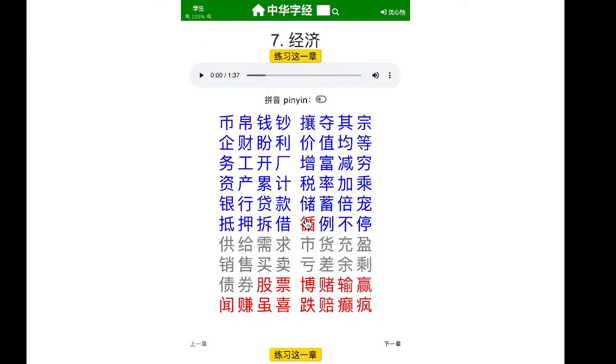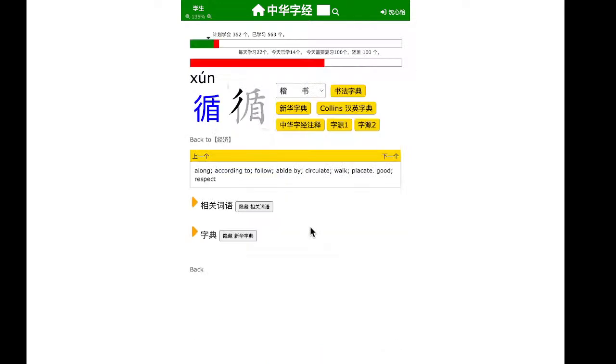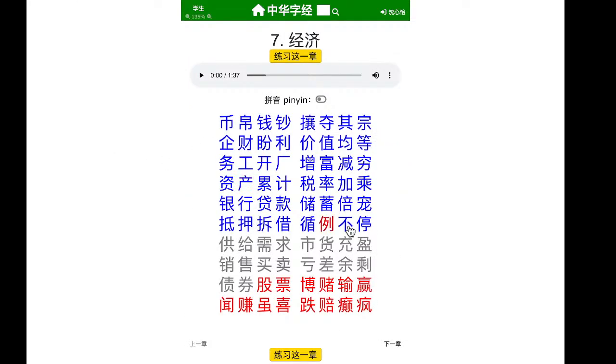So go back to the 不. 循例不停. Although this goes together with the previous part, I think. It means of course your mortgages and loans follow strict rules. Continually and strictly follow the rules, and just go on never ending, without ceasing.